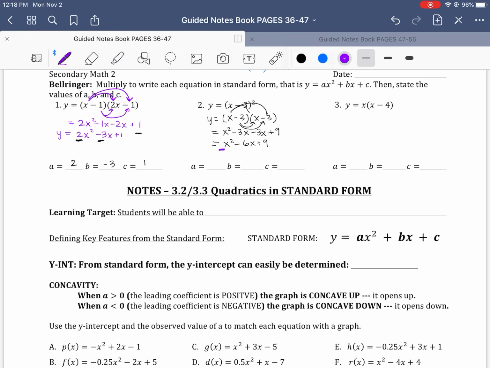Now, if there's not one written, remember it's always a 1. So this a value is 1. B is going to be negative 6, and C would be the 9.